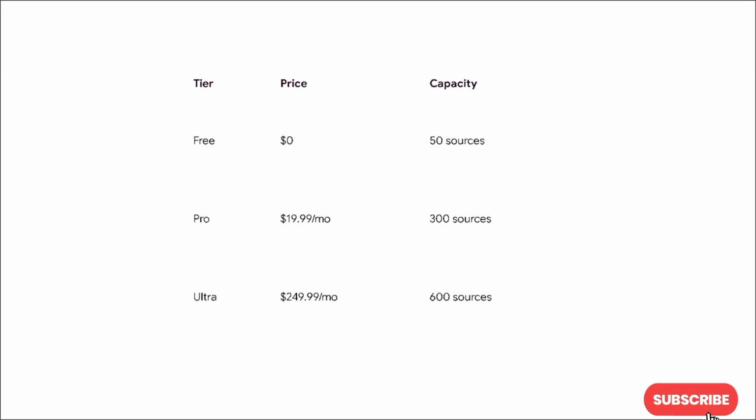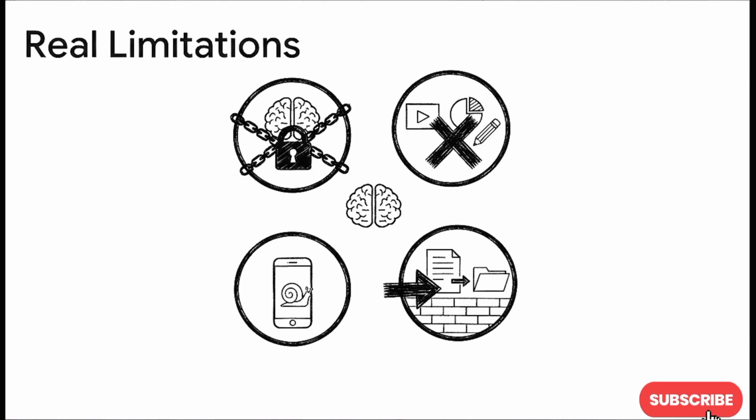Let's break it down. The free tier gets you 50 sources and 50 daily chats. Not bad. The Pro tier jumps up to $19.99 a month, and that gives you 300 sources, plus it unlocks deep research and video overviews. And beyond the price tag, there are some very real technical constraints you need to know about.